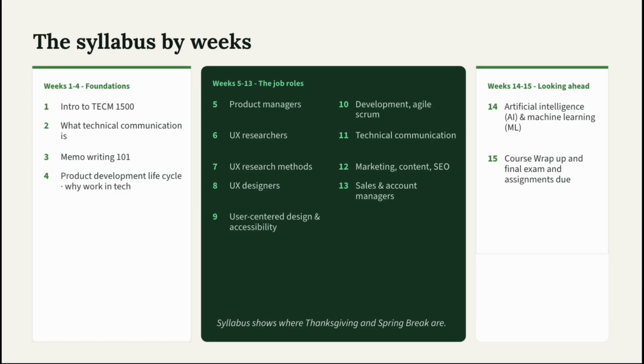One more thing to notice as you look at this list, the semester is somewhat broken up into 3 parts. The first one is just foundations, so what is the course, what is technical communications, how to write a memo and how to plan for success on those major assignments, and also just generally speaking how software gets built. The bulk of the content is in the middle. Weeks 5 through 13, these are the job roles. Subsequent weeks 14 and 15 are about looking ahead at the job industry regarding the tech job market and artificial intelligence and machine learning and what they might mean for these jobs.